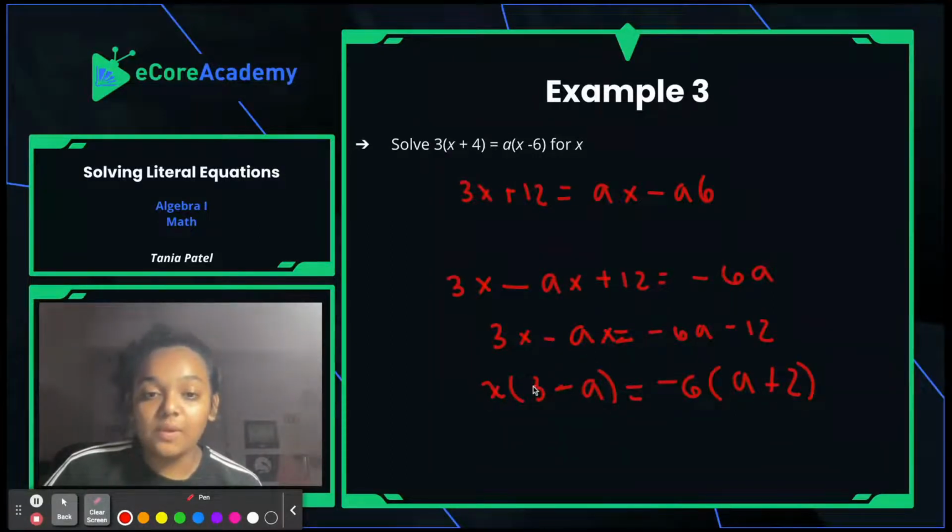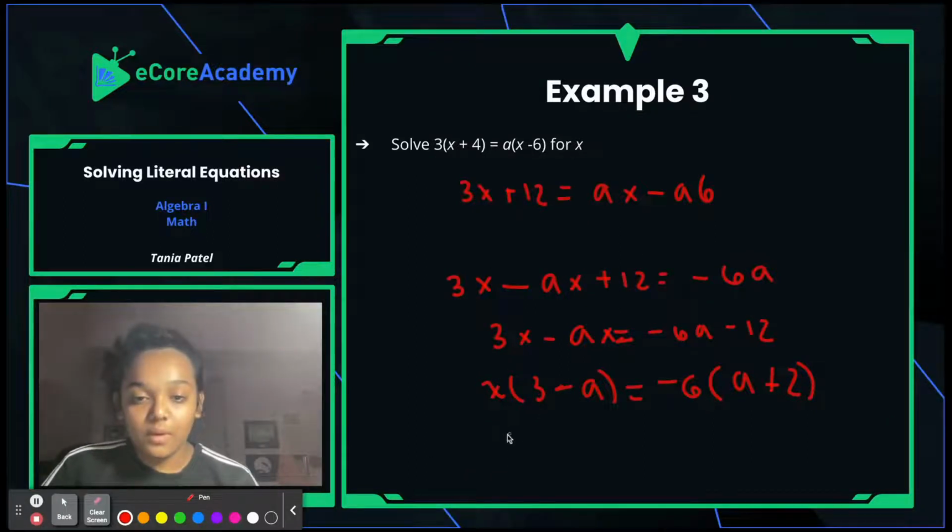If you want to double check, we can always just distribute this in our head to make sure we get that. So 3x minus ax, negative 6a minus 12. Simple as that. Quick work. So then after that, using our inverse operations, we know that since this is basically a coefficient of our x here, we have to divide this on both sides. When we do that, it cancels out on the left side and goes underneath the right side.